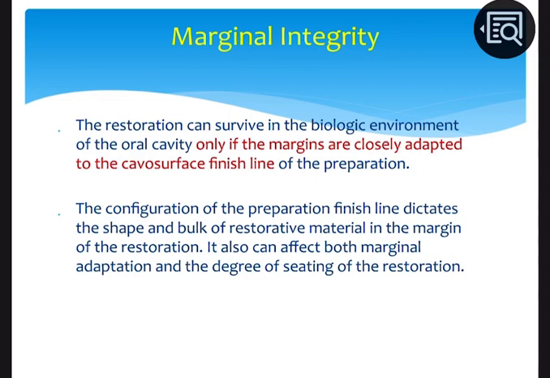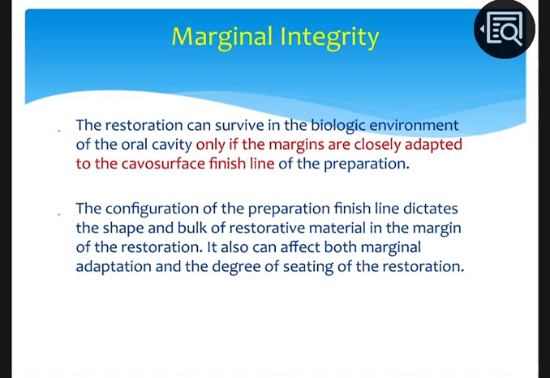So now comes the marginal integrity. Basically, the marginal integrity is the fourth point of the principles of tooth preparation. The restoration can survive in the biologic environment of the oral cavity only if the margins are closely adapted to the cavosurface finish line of the preparation. It means that there should be no gap between the finish line and the prepared crown margin.